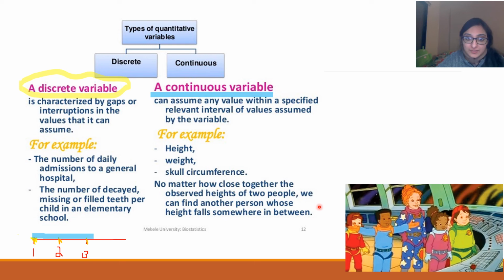No matter how close together the observed heights of two people, we can find another person whose height falls somewhere in between. So it's almost like you could find somebody whose height goes down to the slightest millimeter. That's what we can say about continuous variables: we can go down to the nitty-gritty, to the smallest atoms. That's what you can do with continuous variables.